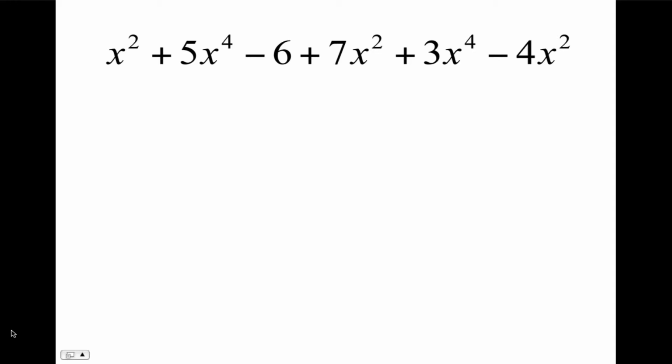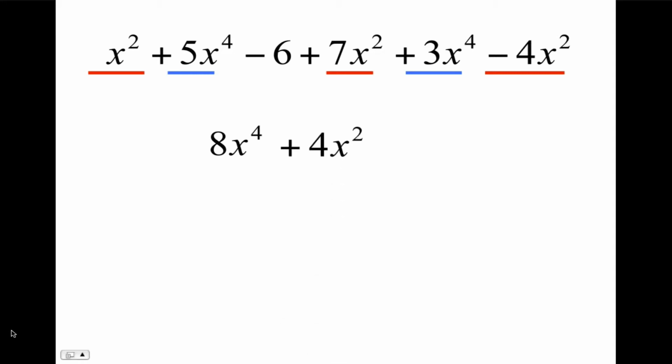Okay, so I like to put things in order of degree going down. In fact, most mathematicians do. So we're going to start with the 4th degree term, 5x to the 4th power and 3x to the 4th power. So that's 8x to the 4th power. Next comes our 2nd degree terms, which are all the x squareds. So we have 1x squared plus 7x squared minus 4x squared for a grand total of 4x squared. And finally the constant minus 6 goes at the end.